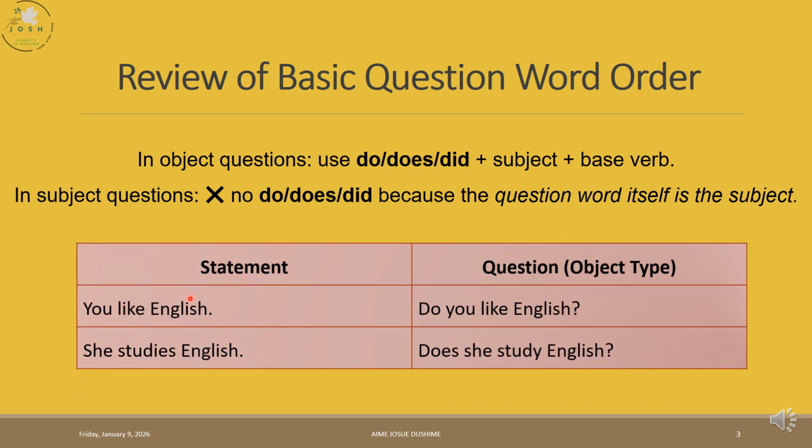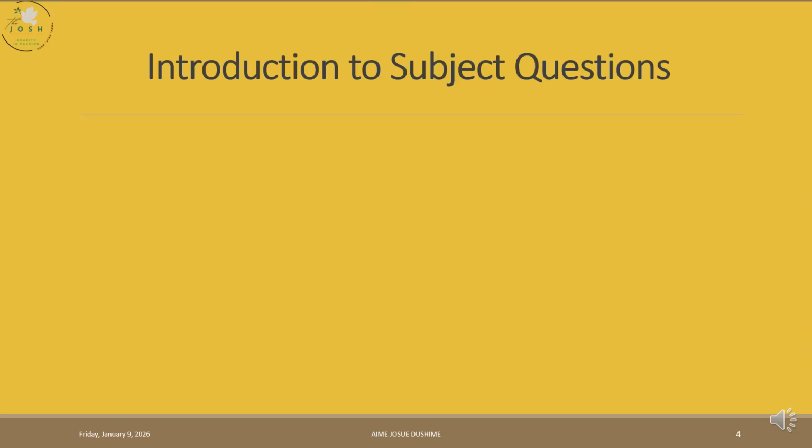Let's start. Let's first take a statement and turn it into a question. You like English? Make a question. Do you like English? She studies English. Does she study English? Let's go to the introduction one by one.